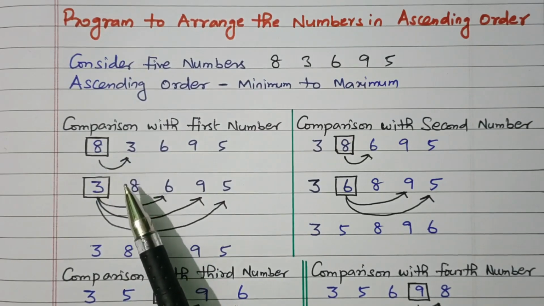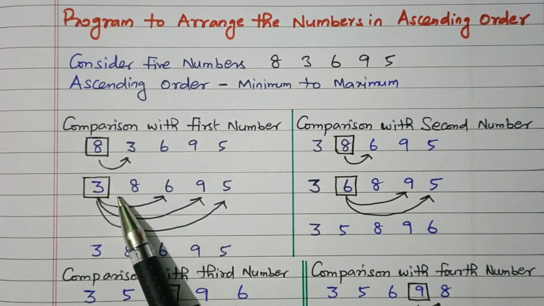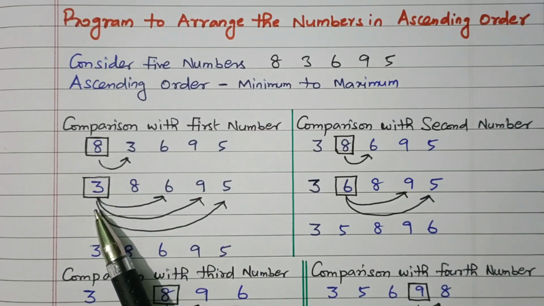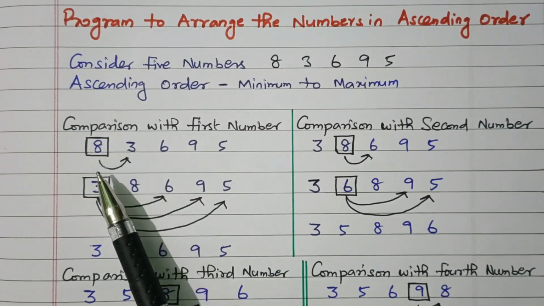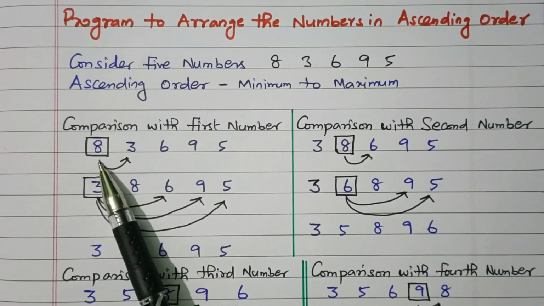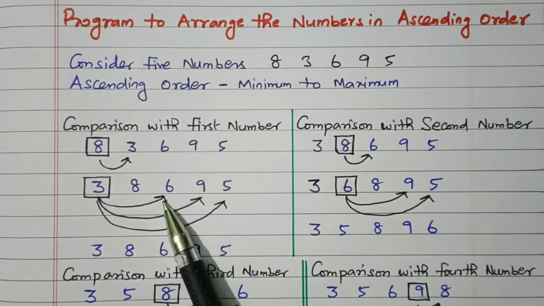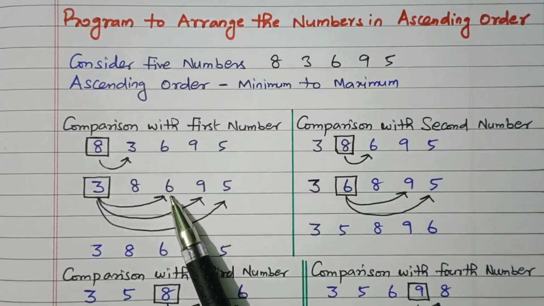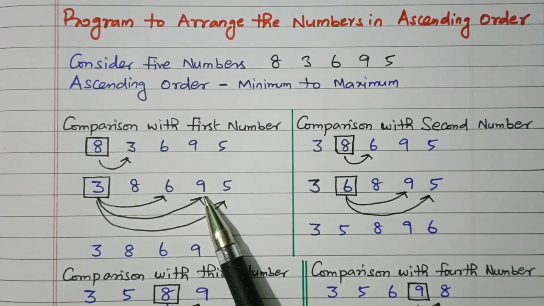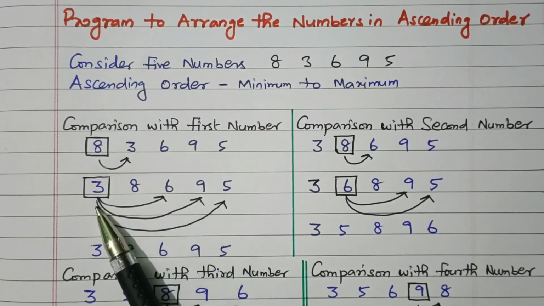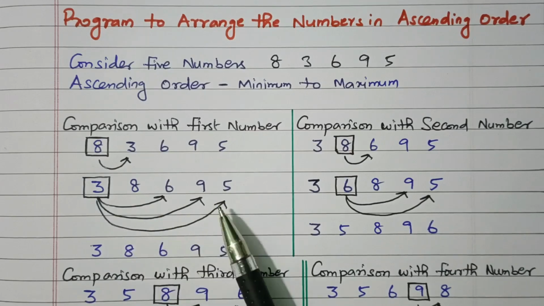The numbers are interchanged. While comparing, if the second number is lesser we interchange, because our aim is to place the lesser number first, right? At first position 3 is placed, second position 8 is placed. Now the first number becomes 3. This 3 is compared with the third number 6, but 6 is greater, no need to exchange. This 3 is compared with the fourth number 9, that is also greater, so no need to exchange. This 3 is compared with the fifth number 5, this is also greater, so no need to exchange, right?